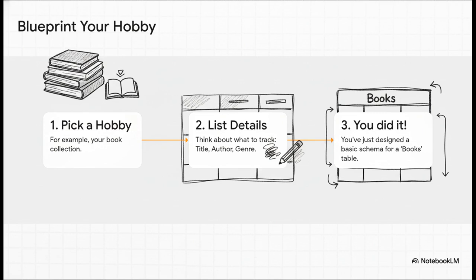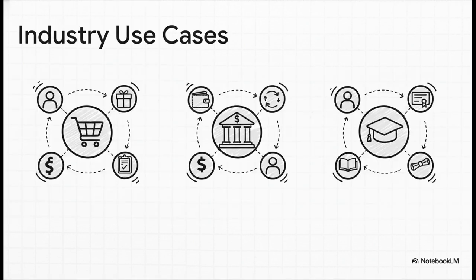Title, author, genre, right? Boom, those are your columns. The table is your books table. And just like that, you've designed a basic schema. It's really that straightforward to start thinking this way. And what's wild is that these exact same principles are what power the world's biggest systems. E-commerce sites have tables for customers, products, and orders, all linked up. This organized structure is exactly what lets them handle millions of transactions reliably and grow bigger without collapsing into a total mess.